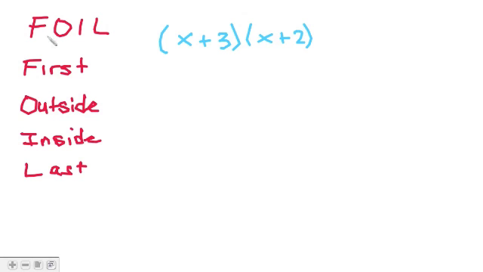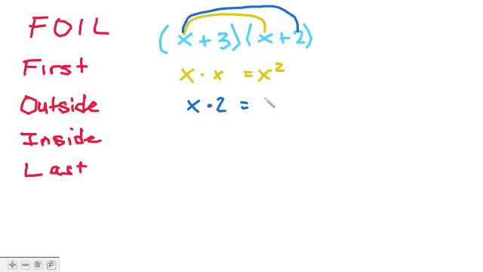Well, let's do the first numbers. What are my first numbers? This x and that x. So what is x times x? Well, x times x gives you x squared. Let's do the outside numbers. The outside numbers are going to be your x, the outsides of the big picture. So we have x and 2. So we have x times 2, which is going to give me 2x.